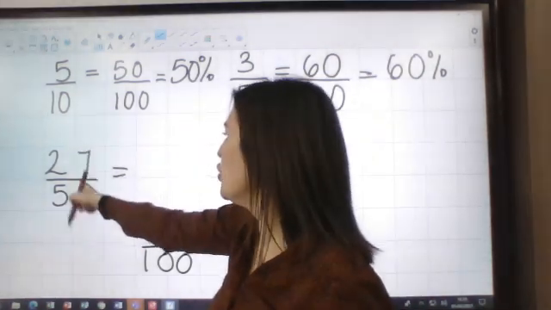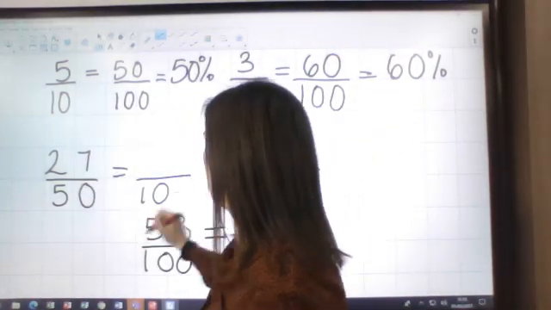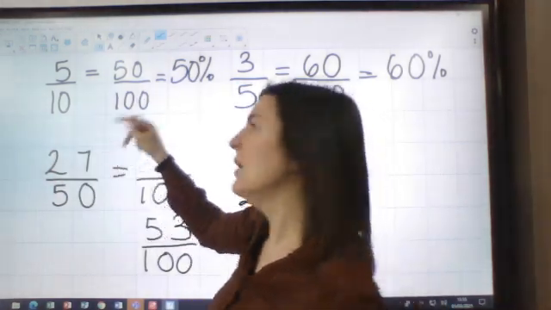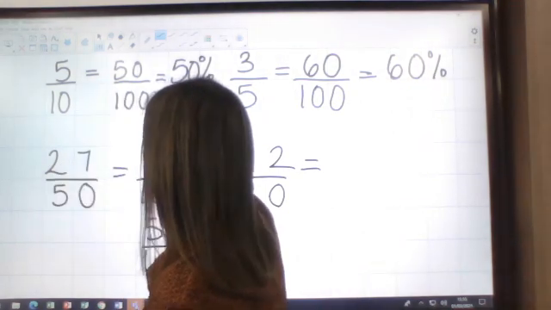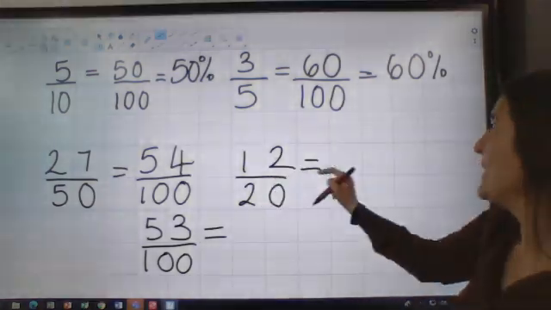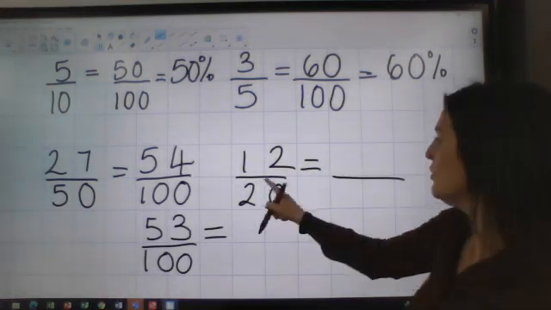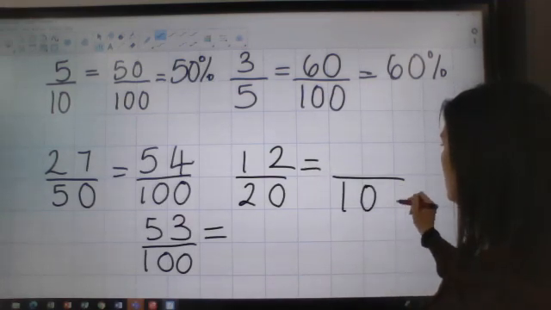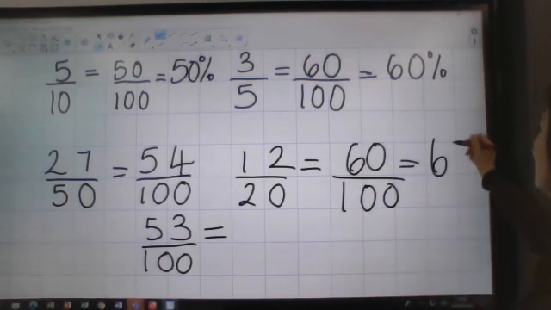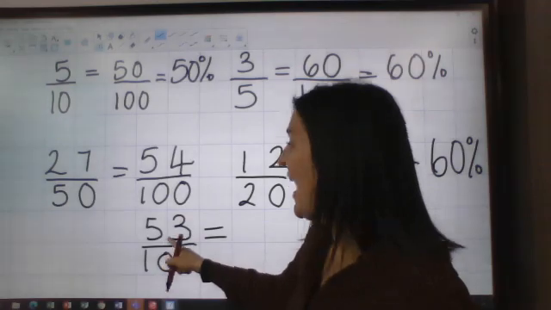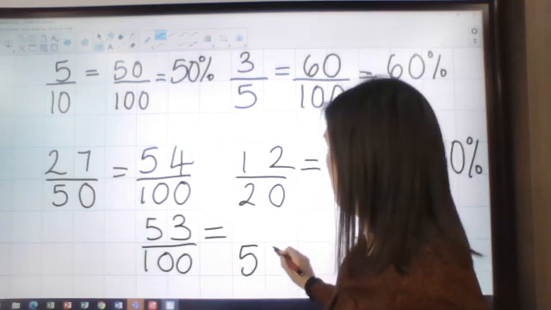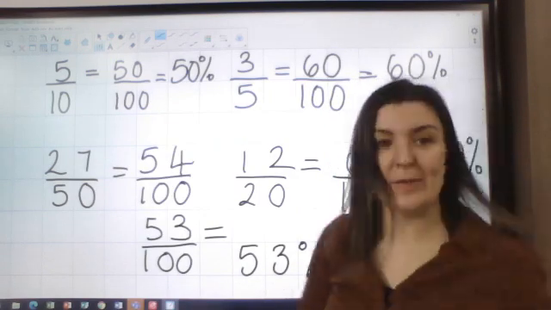Okay, this one I would just double them. So 100 and then 27 multiplied by 2 is 54. That one would be 54%. And then this one, 20 on the bottom. So 20 multiplied by 5 is 100. 12 times 5 is 60. Oh, those ones are the same. So 60%. And then finally, the final one was the easiest one. It's already out of 100, so you should have got 53%.